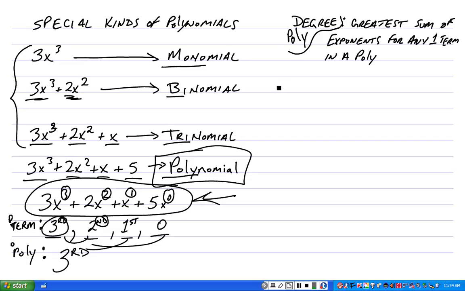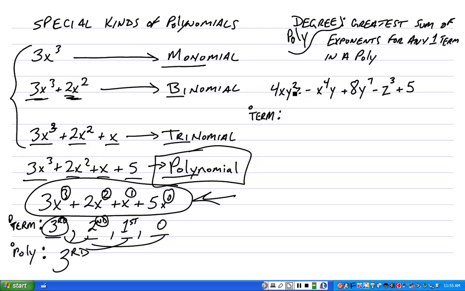Let's say we have something like 4x y squared z minus x to the fourth y plus 8 y to the seventh minus z to the third plus 5. So let's say we have this polynomial here. So we have what, 1, 2, 3, 4, 5 terms. So it's a 5-term polynomial. Alright, 5-term polynomial. And we want to know the degree of each term.